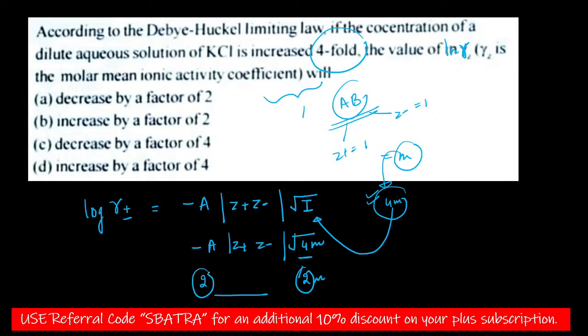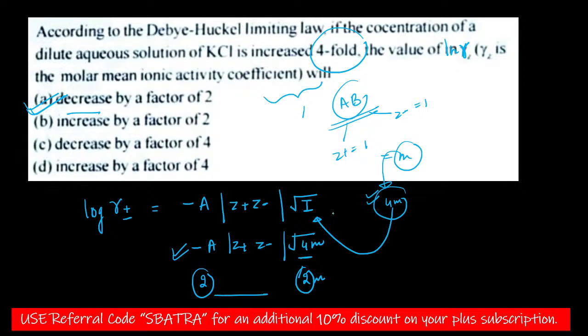So that means this one is decreasing. Why is this one decreasing? Because there's a negative sign over here. That means this value is decreasing, decreased by a factor of 2. Decreased by a factor of 2, that is your correct answer. Okay, it decreased by a factor of 2.